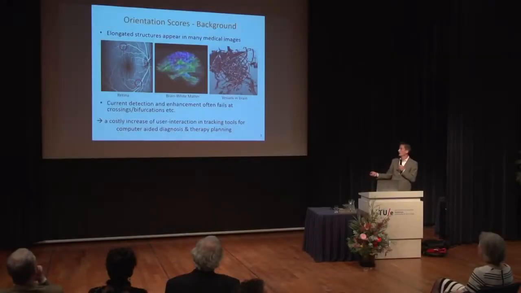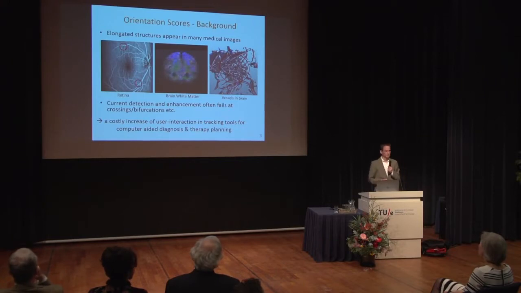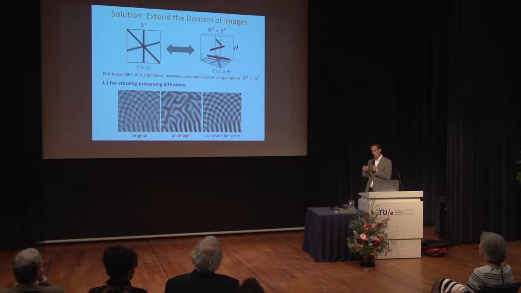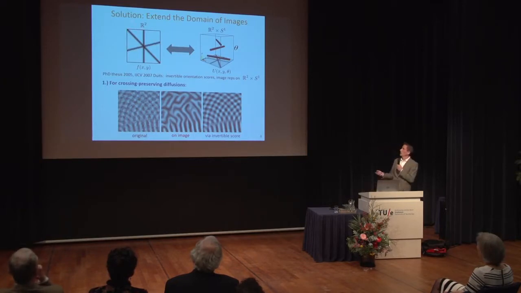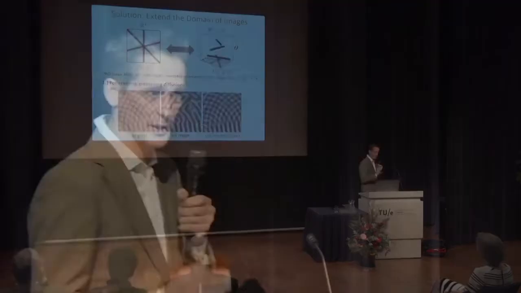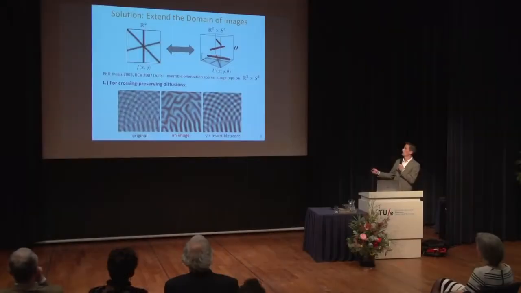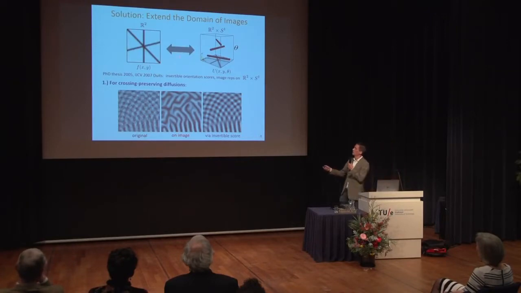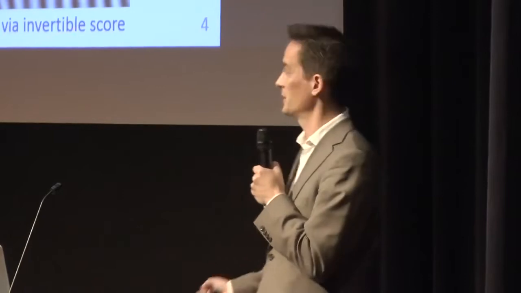Now, the current methods often fail at crossings and bifurcations. This gives a costly increase of user interaction in tracking tools for computer-aided diagnosis and therapy planning. So we would like to tackle this problem of dealing with all these geometrically complicated structures, these difficult crossings and bifurcating structures. The key to the solution is to extend the image domain from position space only to position and orientation space. We do this by means of an invertible transform that does not tamper with the data evidence, a so-called invertible orientation score. And then instead of directly processing the image, because of the invertibility of the map, we can design the operators on this new space of positions and orientations.